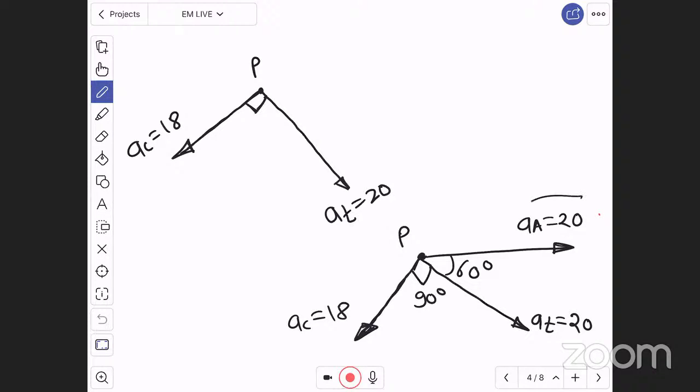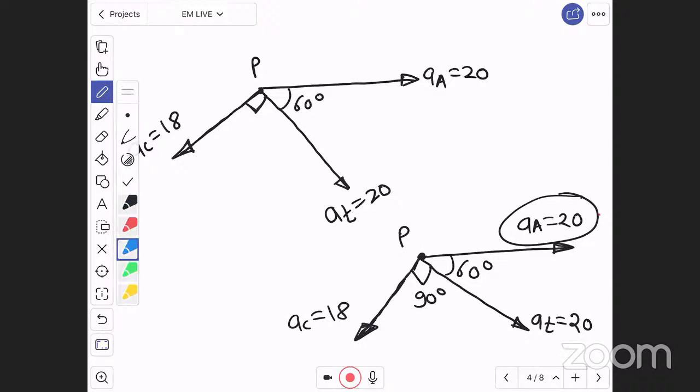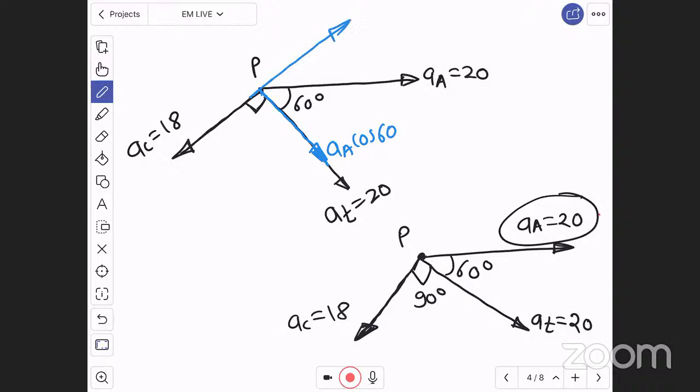Therefore, resolve acceleration of A in the direction of AC and AT. This acceleration of A, which is 20 at angle 60 degree, I am going to resolve along AT and AC. Take two components of it. Where the angle is given, there will be a cos component. Therefore along AT, AA will have a cos component, acceleration of A cos 60, and along AC there will be a sine component, that is AA sine 60.